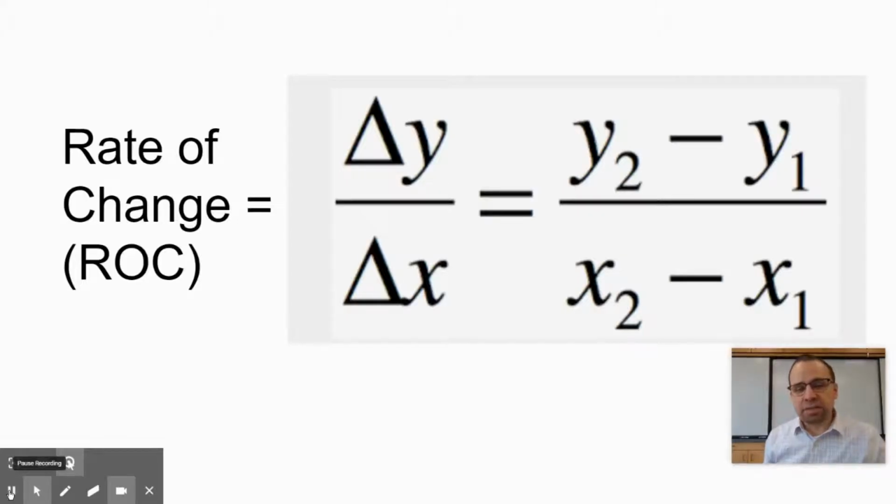In this section, we're going to learn about rate of change. The rate of change, abbreviated ROC, is just going to be the change in y over the change in x. You've probably seen this formula before. It's the same formula as the slope formula.